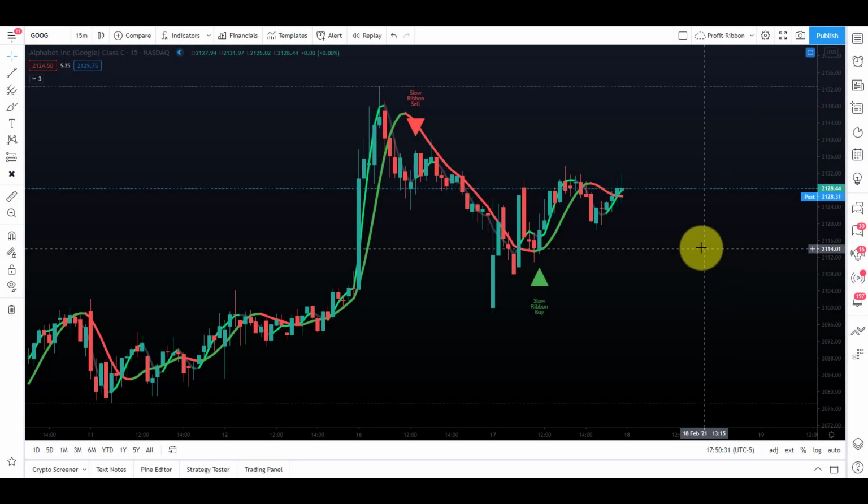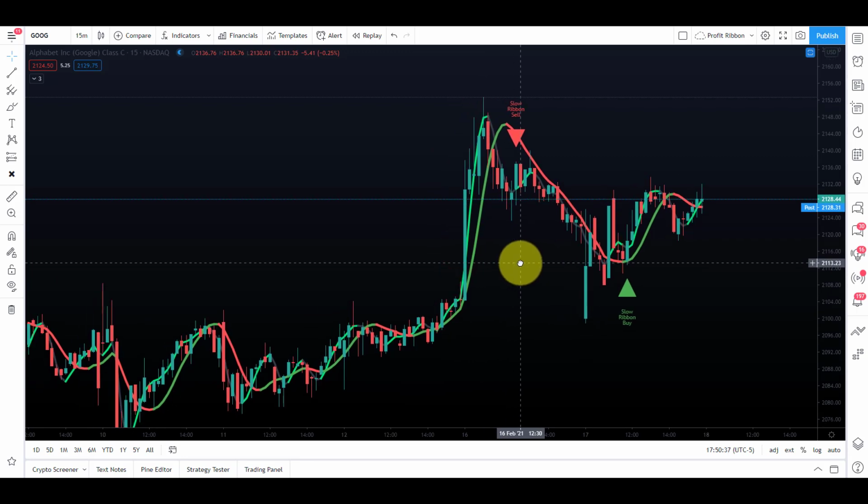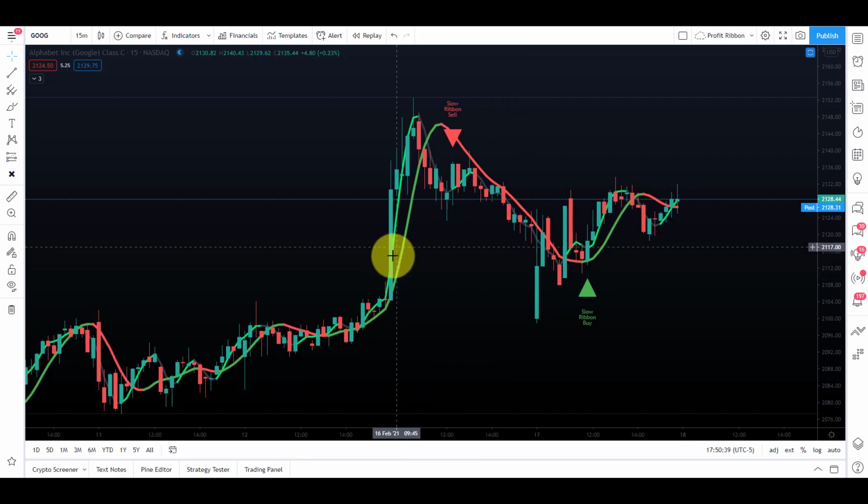Hi, and welcome to video number 4 in our Profit Ribbon version 2 series. This video, we're going to dive into the profit ribbons themselves. So the profit ribbons consist of a fast ribbon and a slow ribbon. The faster ribbon is going to be more responsive. It will cross down through the slower profit ribbon, or up through the slower profit ribbon.